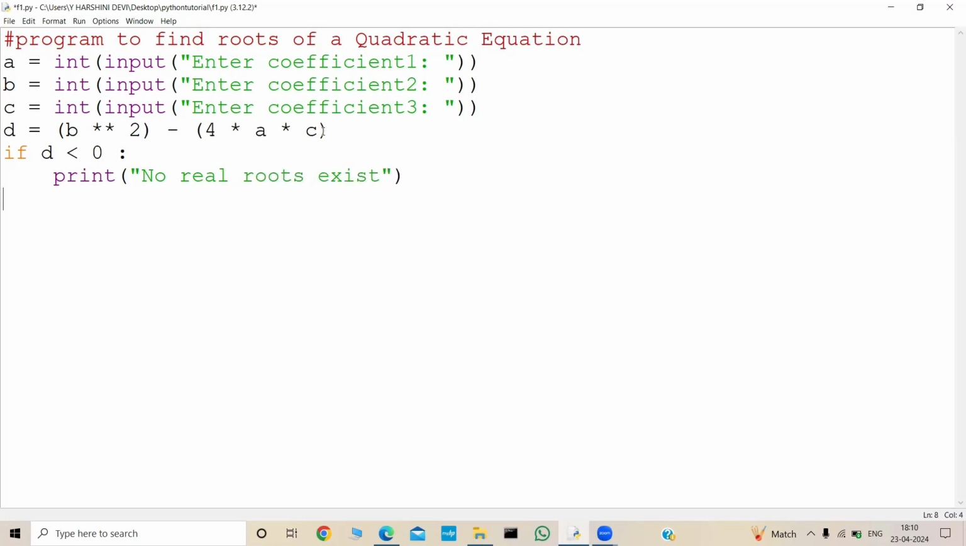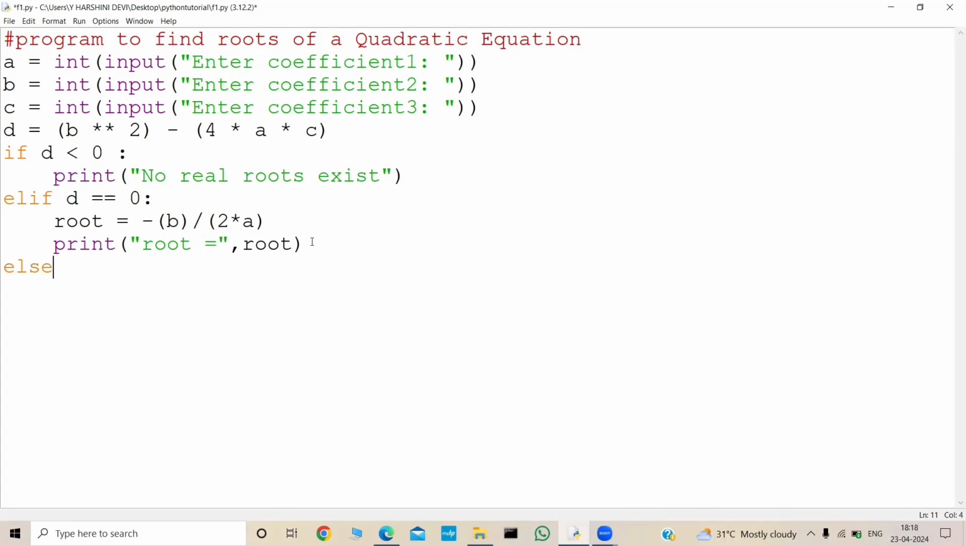Right? If d equal to 0, then my root will be minus b by 2a, right? I'll keep minus b by 2 into a, right? So I will print root equal to root.